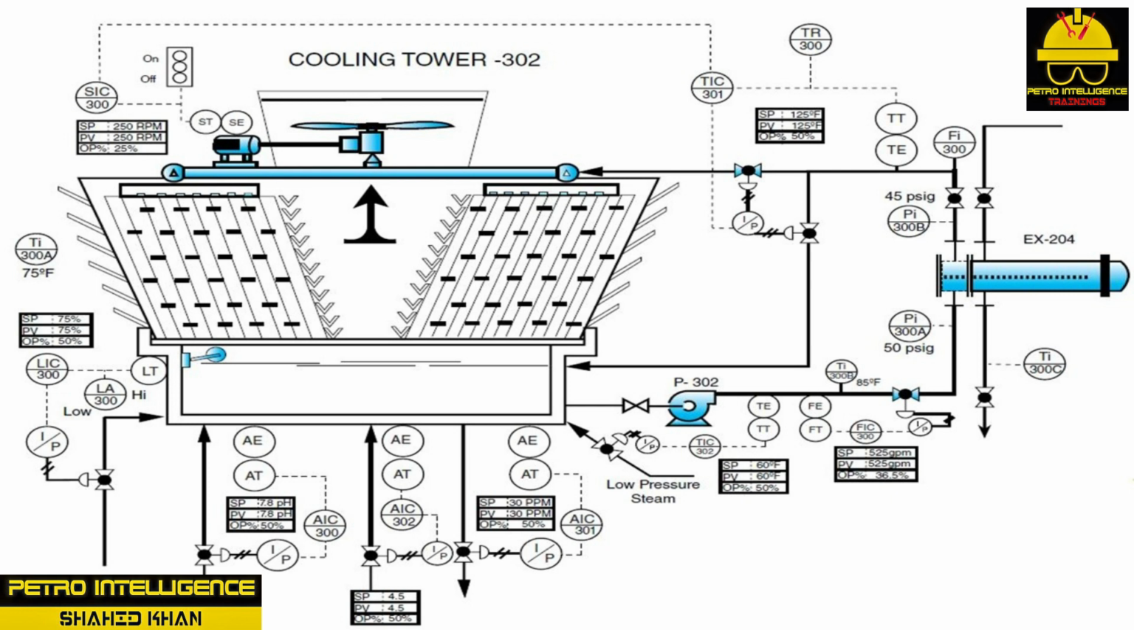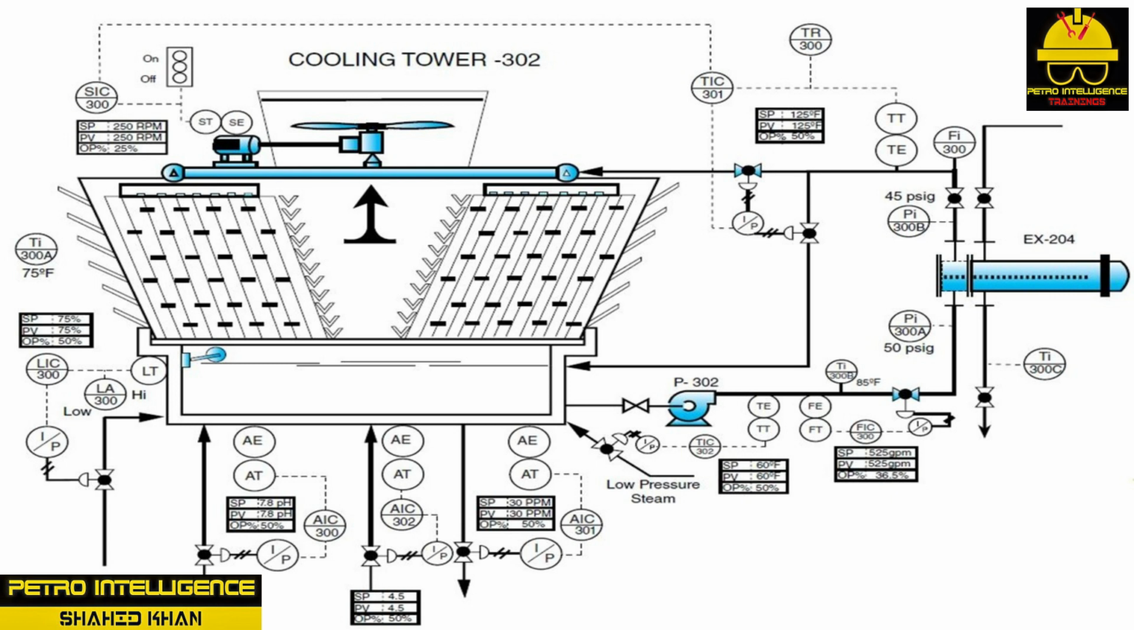4. Establish level in water basin and set LIC 300 at 75% and place system in auto. 5. Sample water in basin and send to lab. 6. Line up pump 302 from basin to pump to exchanger 204 to cooling tower 302 water distribution system. 7. Line up EX 204. 8. Start pump 302 and monitor PI 300A 50 PSIG and PI 300B 45 PSIG. 9. Set FIC 300 to 525 RPM and place in auto. 10. Start fan 300 and set SIC 300 to 1250 RPM.